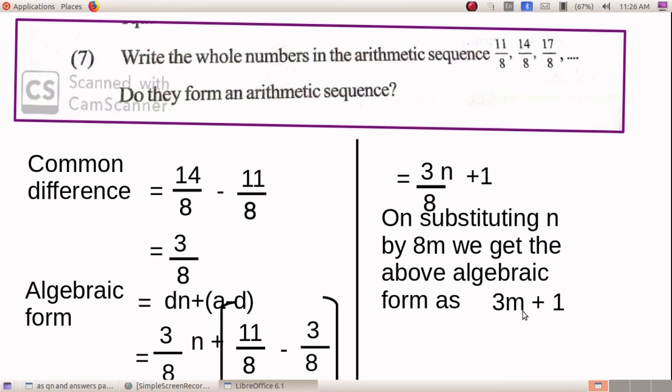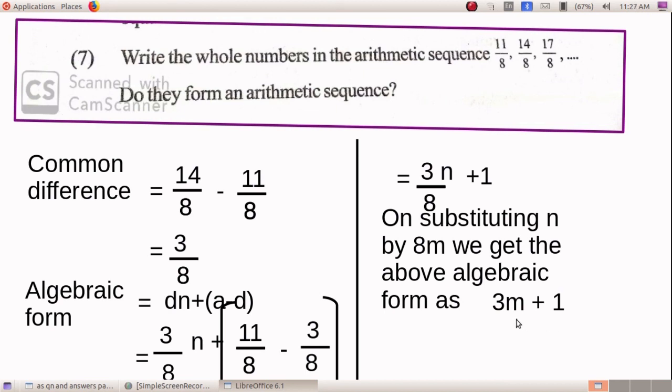The values of m are 1, 2, 3 and so on. If n is 1, we get 1 into 3, 3 plus 1, 4, which will be an integer term of this sequence. When m is 2, 2 into 3 will be 6 plus 1, 7, another integer term of this arithmetic sequence. Then 3 into 3 plus 1 is 10, another term. That means the integer terms of this arithmetic sequence will be in the form of 3m plus 1.